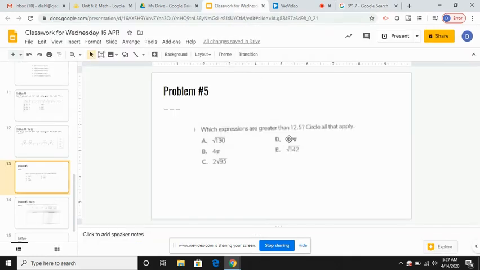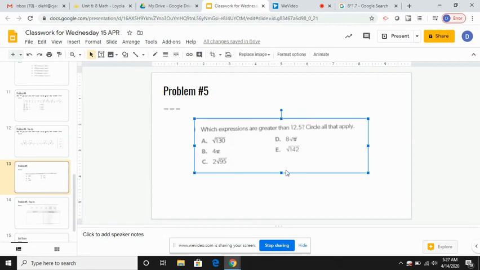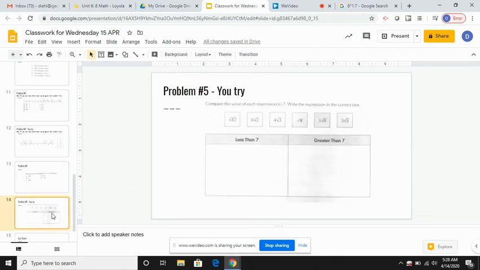It's pretty close. And the square root of 142. We know the square root of 144 is 12. And this is less than that, so it has to be less than 12.5. So A and E, we know right away are not true. B was very close, but is bigger than 12.5. C is definitely bigger than 12.5. And then D we also found is bigger than 12.5. So B, C, and D are right for this one. And for your last problem, see if you can try this one.